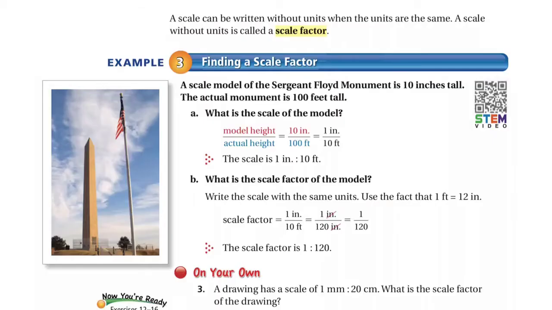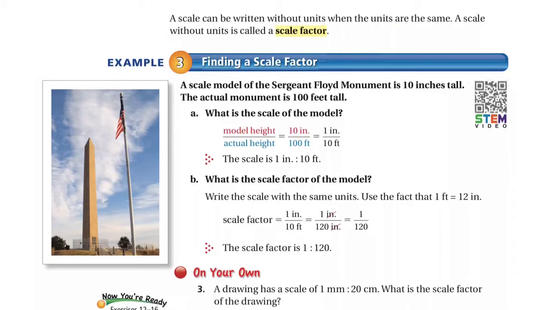Now at the top here it says a scale can be written without units when the units are the same. A scale without units is called the scale factor. So instead of writing like 1 inch to 5 inches or 1 foot to 5 feet, it's just 1 to 5 because it doesn't matter what you put as long as they're the same. 1 yard to 5 yards, 1 mile to 5 miles, as long as they're the same. We can just use a scale factor.